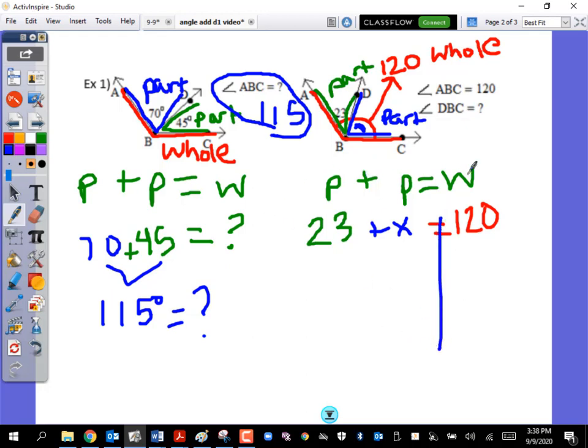So how do I solve this equation? Well, I have to move 23 over to this left side. How do I move it? Subtract.